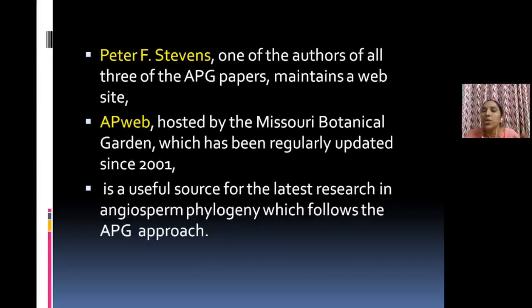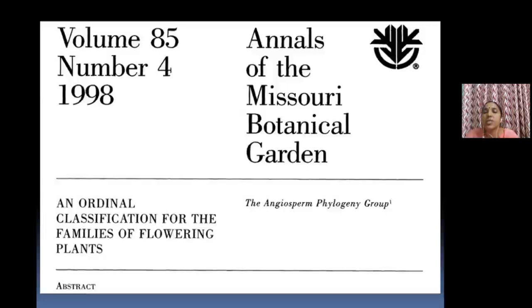Okay. So, actually this system is given by a team of taxonomists working together from all over the world. So, this system is completely phylogenetic. That is the most important significance of the APG system. Okay. And this website is hosted by the Missouri Botanical Garden, and it has been updated since 2001 onwards. So, it is very useful for research in taxonomy, especially phylogenetic analysis. Understood? Okay. So, this is the site, Annals of the Missouri Botanical Garden, done by the Angiosperm Phylogeny Group.